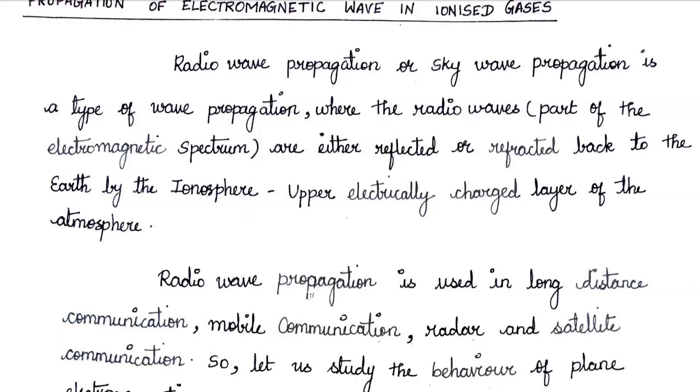We know Earth's atmosphere comprises many layers. About 55 kilometers from the Earth's surface, we have a region of the atmosphere which is completely made of electrically charged ions, called the ionosphere, which is the upper electrically charged layer of the atmosphere.